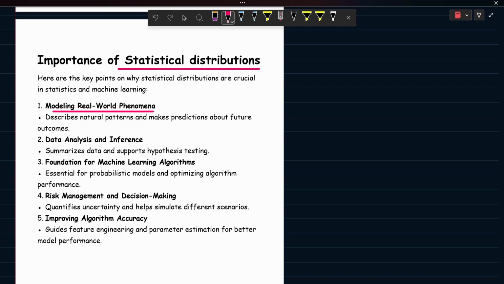This is nothing but calculating the probability using statistical distributions, and these distributions also help in summarizing the data and in hypothesis testing. Foundation for machine learning algorithms: statistical distributions and probability are the base. You have to learn these from scratch so that you can build an amazing machine learning algorithm that performs really well. Okay, so what about risk management and decision making?